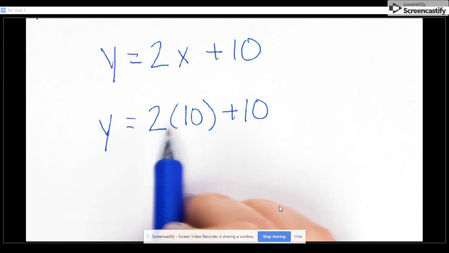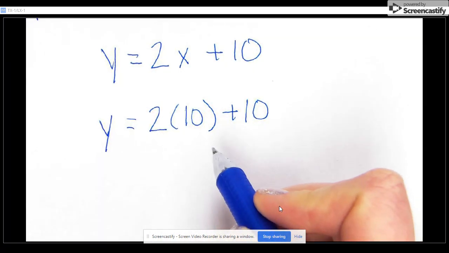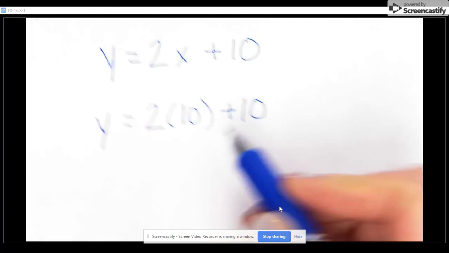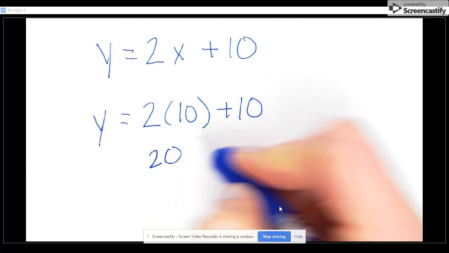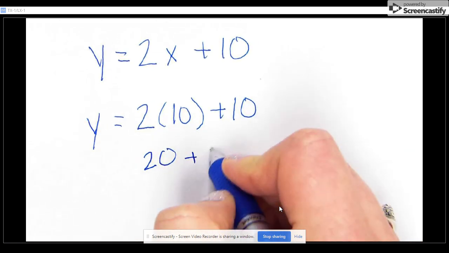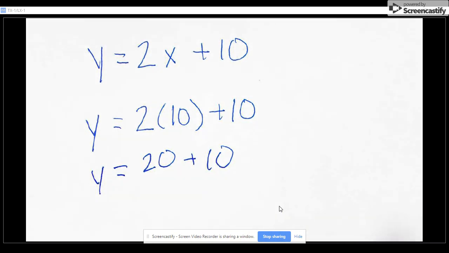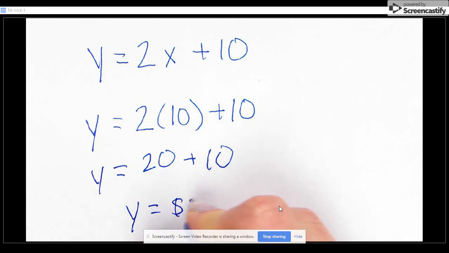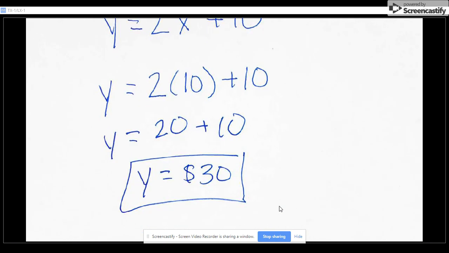Now, what we're going to do is finish the problem. 2 times 10 is right next to each other, so I know that I need to multiply those together. 2 times 10 is 20. And now I have 20 and 10 next to each other that are being added. So I'm going to add those together to get $30. And I have finished my problem.